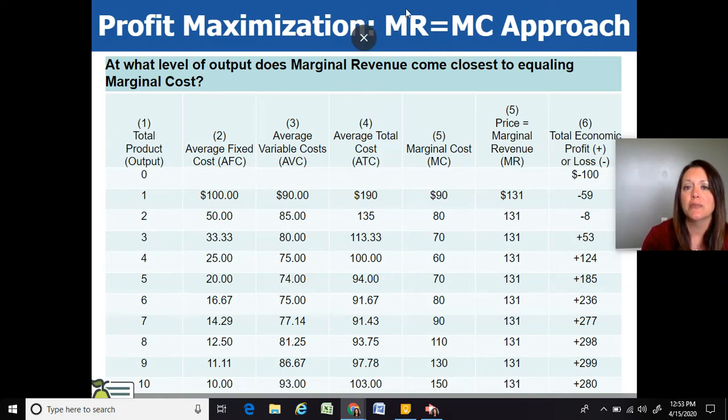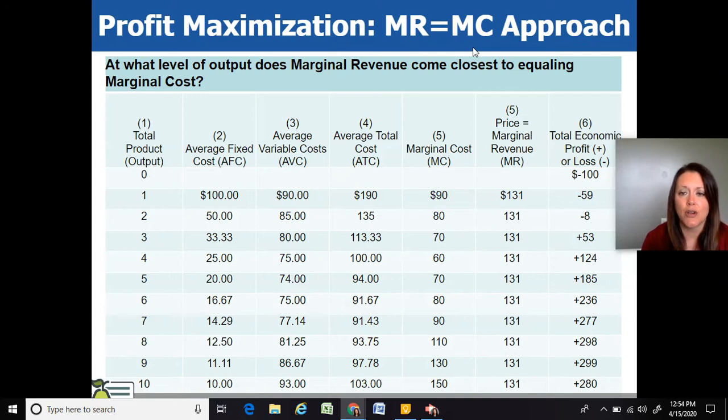Your profit will be maximized where your marginal revenue is equal to your marginal cost, or closest to your marginal cost without going over. What that means is the benefit of adding one more unit of output to production is exactly equal to the cost of adding one more unit to production. It doesn't mean you're breaking even, because your profit is based on total revenue, but that's where your profit will be maximized.